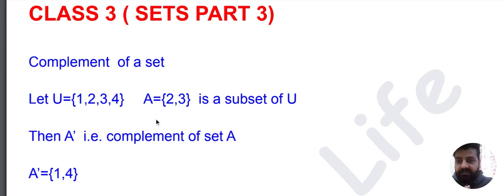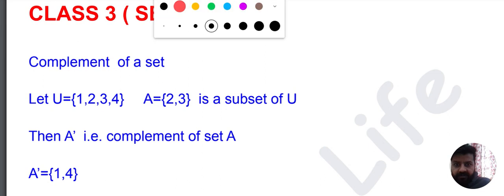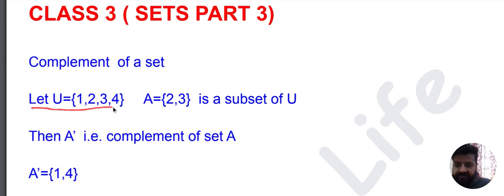The question will be asked like this: there will be a given set, especially he will give you a universal set and also he will give you a subset of the universal set. As you know all the sets are subsets of a universal set. So as you can see here, this is a universal set and he will also give you a subset of the universal set, and you can see the elements of both sets.